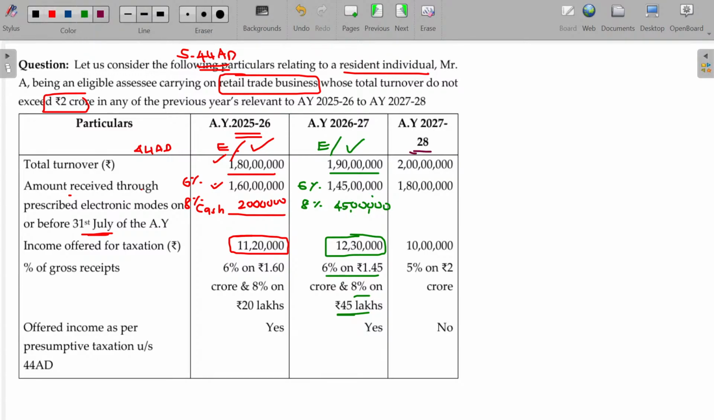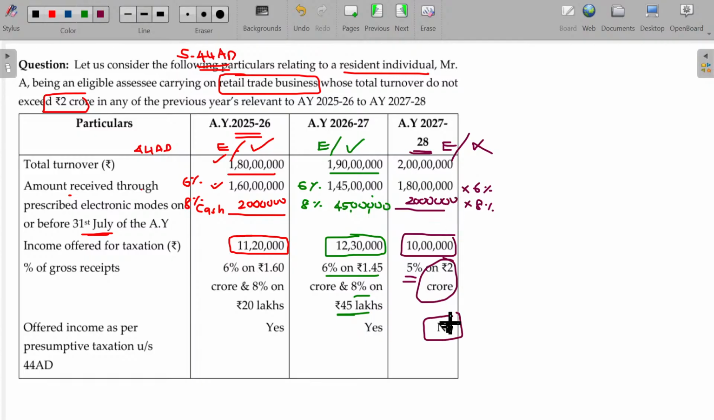For the assessment year 27-28, total turnover is 2 crores. Up to 2 crores or less than 2 crores is eligible for section 44AD. 1 crore 80 lakhs is through account payee cheque, another 20 lakhs is cash. On that 6%, on this 8% can be taken. Is he eligible? Of course, sir, he is eligible. Now the question is, has he opted? No, sir, he has paid only 5% on total turnover, 10 lakhs. Means he has not opted for 44AD.